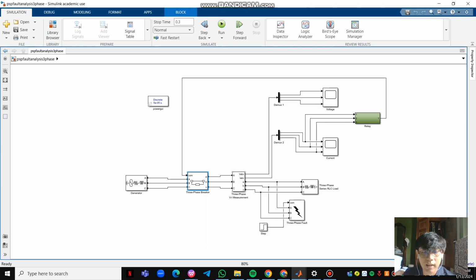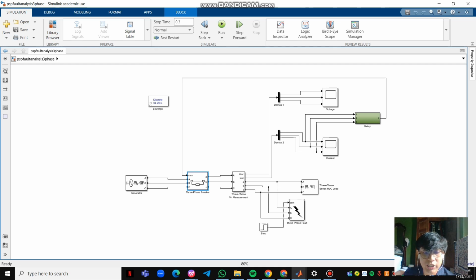And then the next step is the three-phase VI measurement. This is to measure the excessive current passing through the system. It has 3 inputs and also 3 outputs here, because it has the same load, but we have VABC and also IABC that we have to measure at the scope here, voltage and also current.